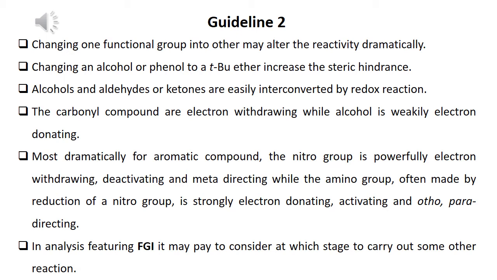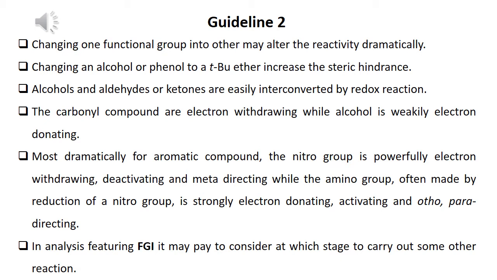and electron donating. Most dramatically of aromatic compounds, the nitro group is powerfully electron withdrawing, deactivating, meta directing, while the amino group, which is made by the reduction of nitro group, is strongly electron donating, activating, ortho para directing. So this is just like a twist change, like a U-turn. So if we see there is a nitro group, we just do the reduction, we convert it into the amino group. Nitro is electron withdrawing, deactivating, meta directing, while amino is electron donating, activating, ortho para directing.